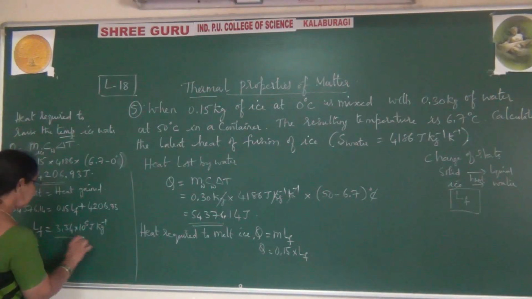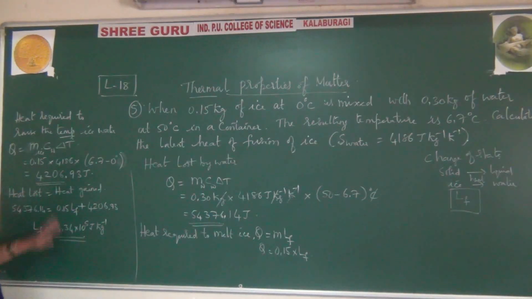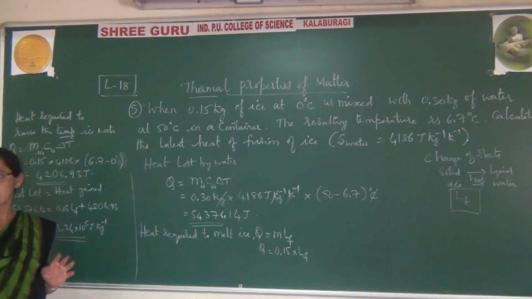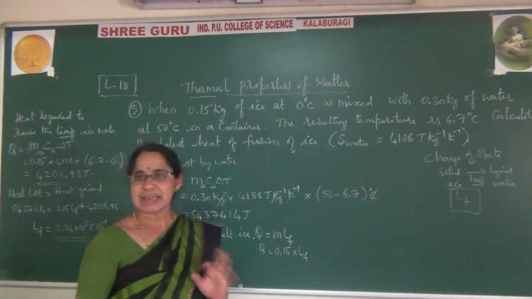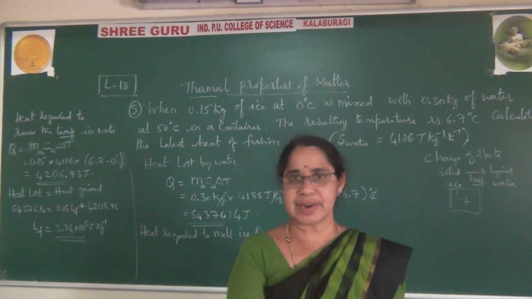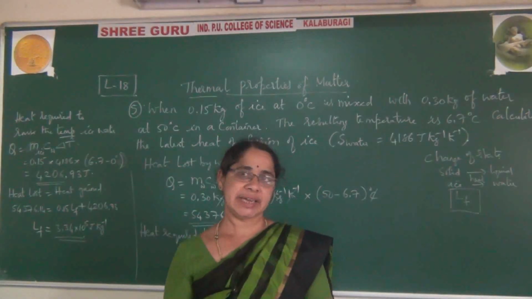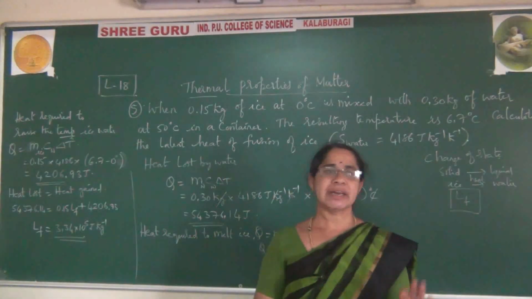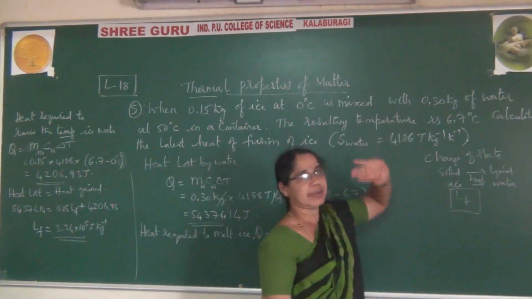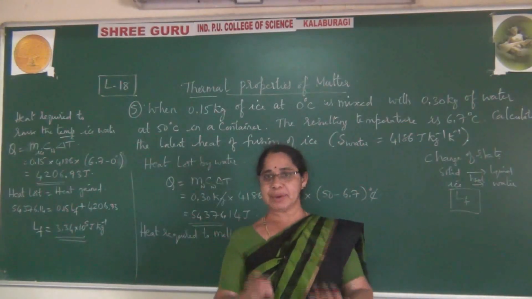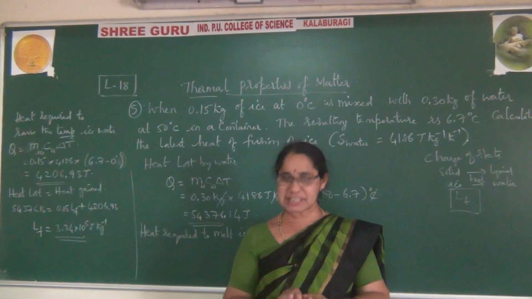This is the one value you are getting here. So it is similar to a calorimetry problem. The principle is heat loss is equal to heat gain. Only one step they have given. First they have given ice of 0.15 kg, and they have given water of 0.30 kg. So these two are put in a container, meaning you are getting the mixture now.